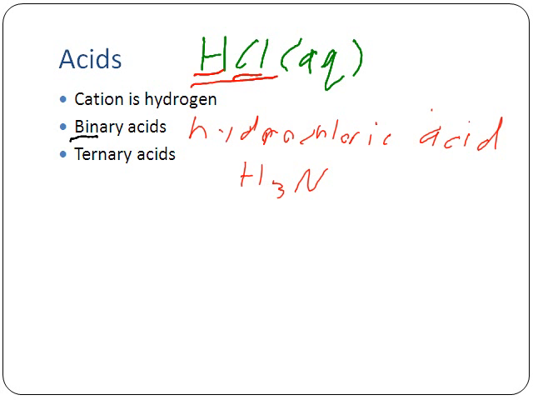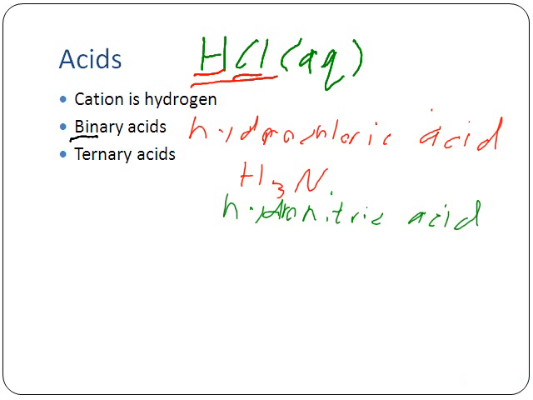We know it will start with hydro because of the fact that it's binary. And it'll end with a modified name of the other element. The other element here is nitrogen. And so we will drop off the gen and add ic acid. So in this case, this becomes hydronitric acid. And so hydronitric acid is what we have for this one right here. So hydronitric acid, N-I-T-R-I-C acid, will be the name of H3N. So hydronitric acid.